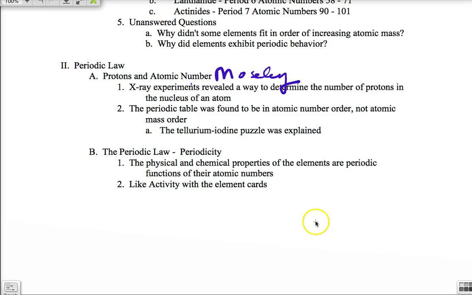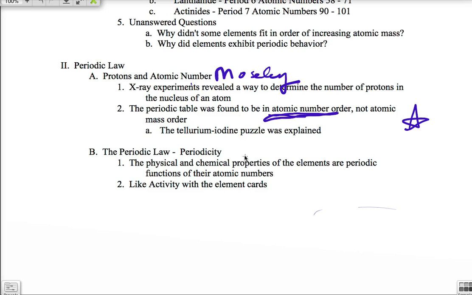And then it says the periodic table is now found to be in the atomic number order, not the atomic mass. Okay, so this is an important idea. So this explains why iodine and tellurium are in the right place, that Mendeleev was right. Sadly, Mendeleev had already died by the time Moseley discovered this, and Mendeleev never had the real proof, the real evidence, the experimental evidence of why his periodic table worked.